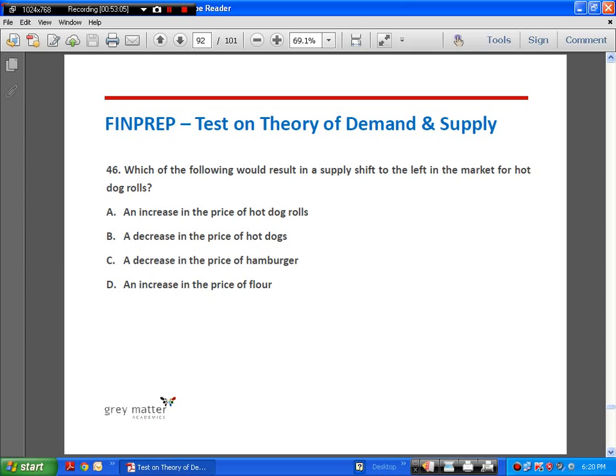So flour is an important ingredient for making the hot dog rolls, and therefore when the price of flour increases, the cost of production of hot dog rolls would increase. Therefore, with the available resources at a particular point of time, the producer would not be able to supply more, or he has to reduce his supply because his cost of production has increased. Therefore, the right answer is option D, an increase in the price of flour.